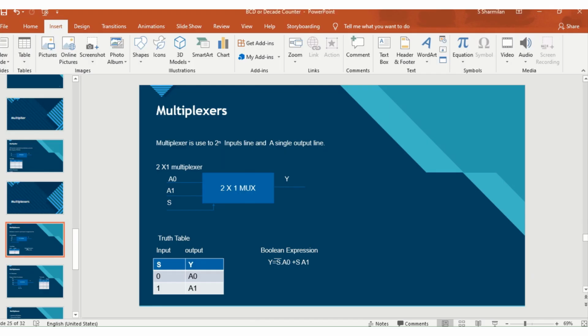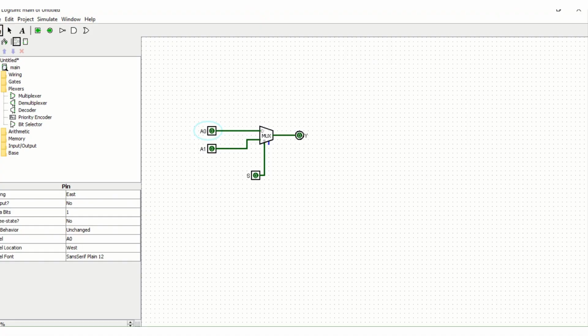Here see my truth table. Here S equals 0, y output is A0. Now I am going to change A equal 1. Now I am going to change S equal 1. Here S equals 1, my output y equal A1. Here S equal 1, my input A1 equals 0. Here y equal 0. Now I am going to change A1 equal 1. Here my output y equal 1.